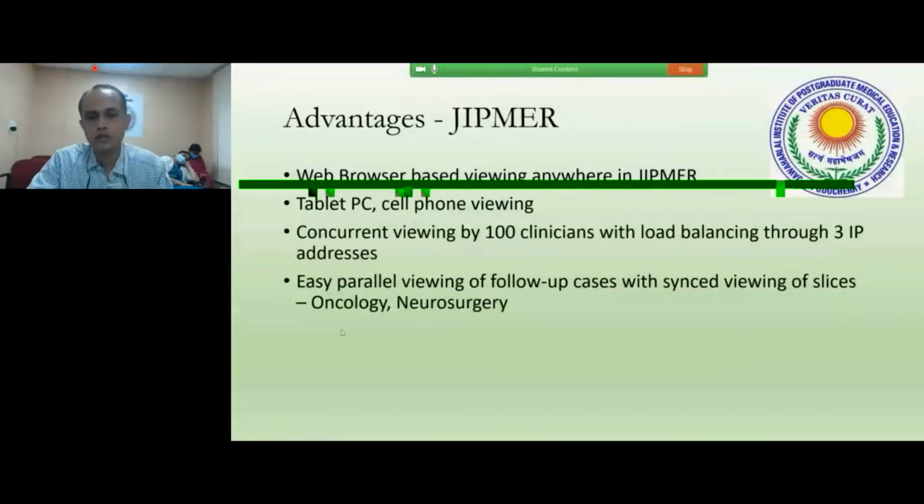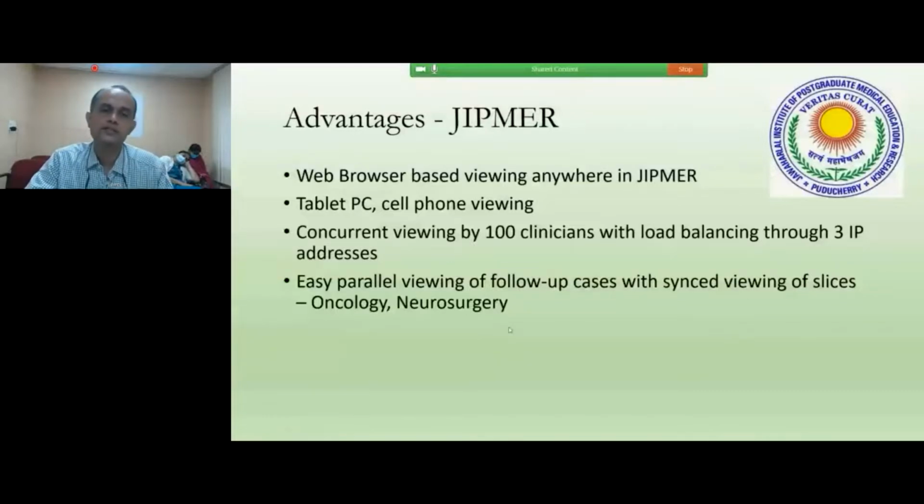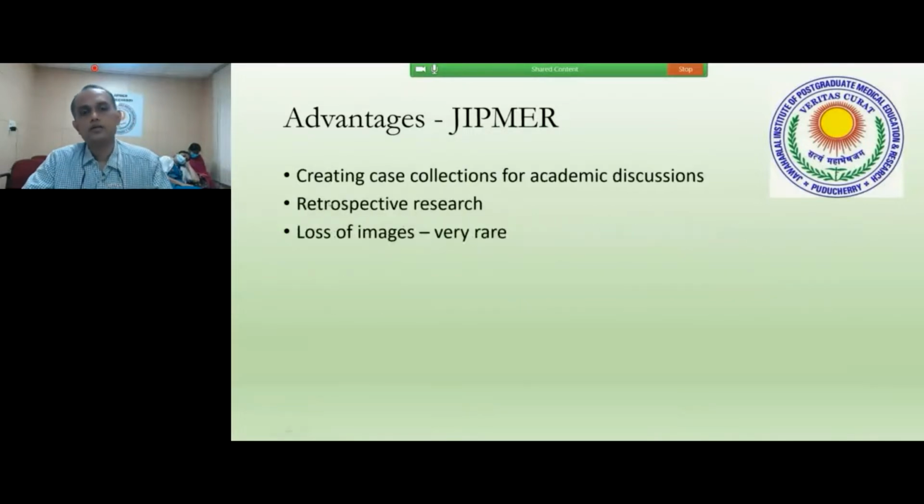Especially this is important in oncology and neurosurgery, where RECIST criteria have to be applied, and whether it is stable disease or progressive disease has to be decided. This parallel viewing is a especially good advantage of PACS. Also, we were able to create case collections for academic discussions because all the images right from 2013 to 2022 are available with us. So various case collections can be created for academic discussions. It has also enabled retrospective research because of the availability of a large amount of image data.